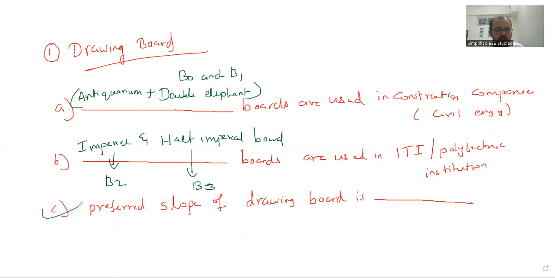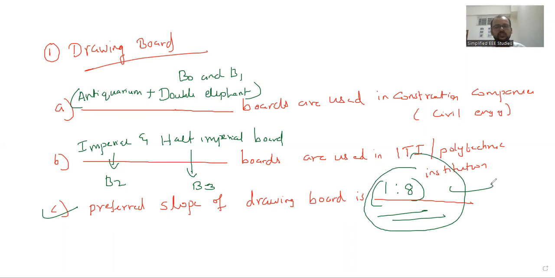One more important question. A preferred slope of drawing board is dash. It is in the ratio. The preferred slope is approximately 1:8. It is a standard one, 1:8. Some variation will be there, but we consider the preferred slope to be 1:8.